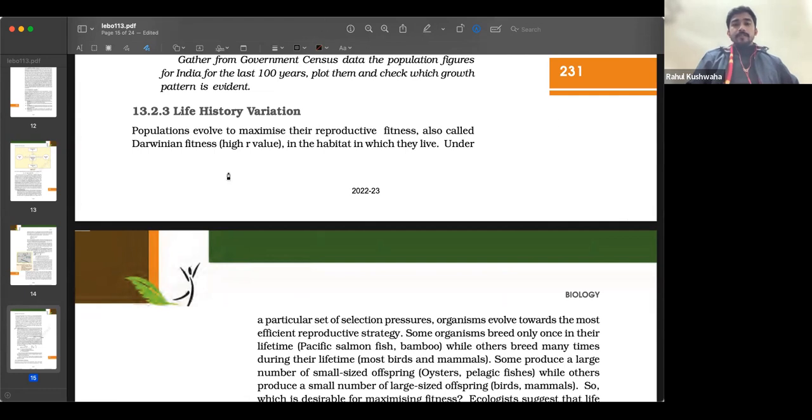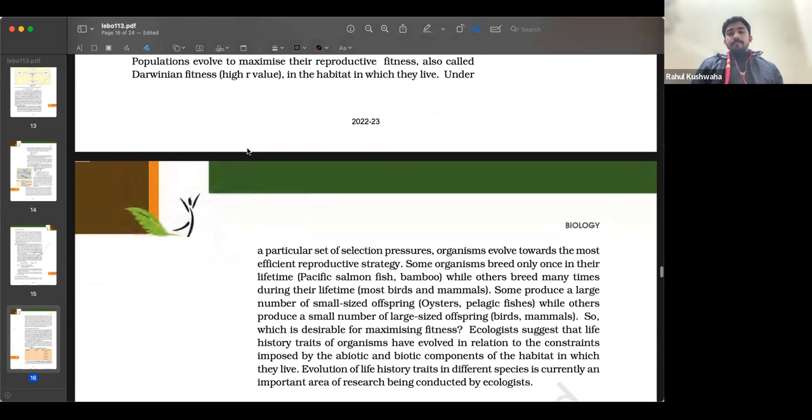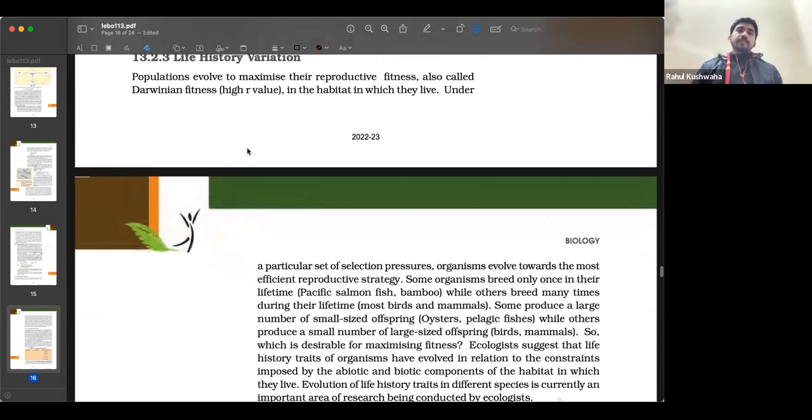Okay, no doubts. Great. So now, the next thing that we have to discuss is life history variation. It simply means that whenever a population in nature has to choose between two things, either you can grow in number or you can grow in size. You will see that those organisms which grow in number, which are a lot on the planet, are not very big. The best example is insects.